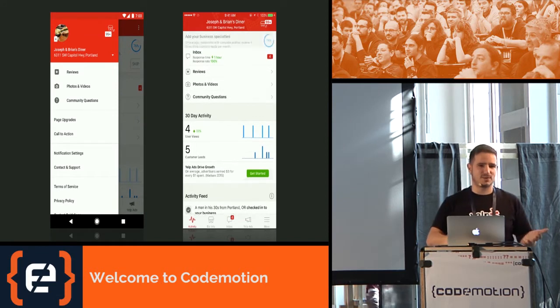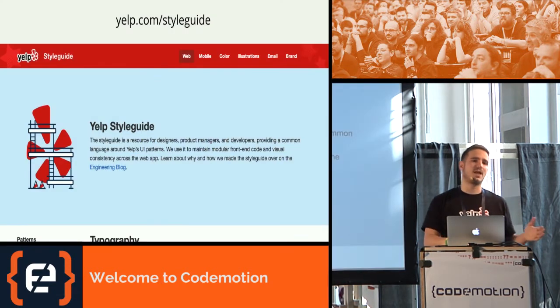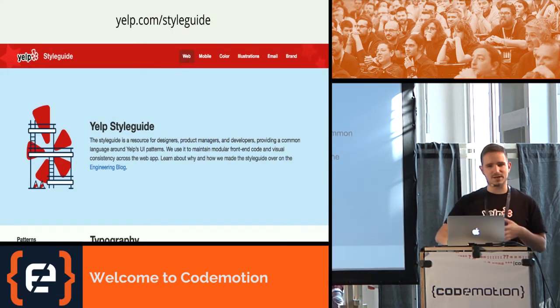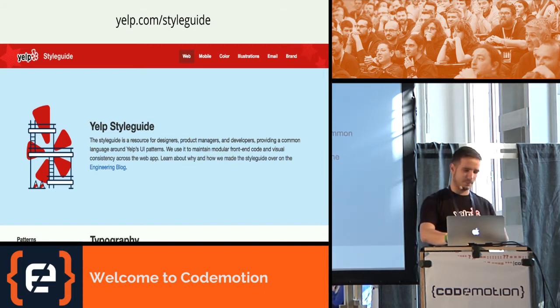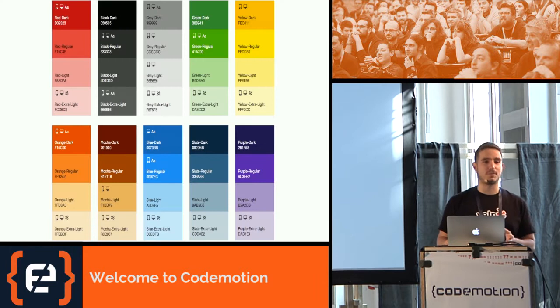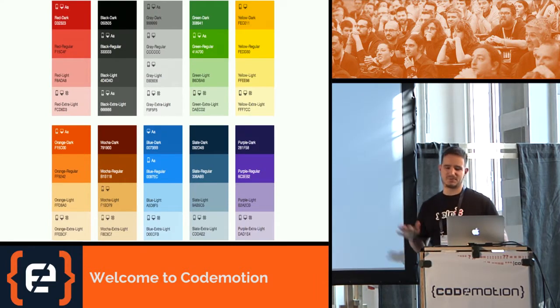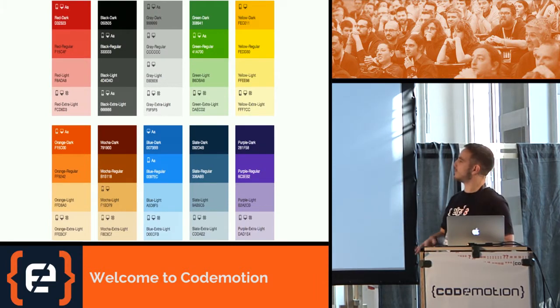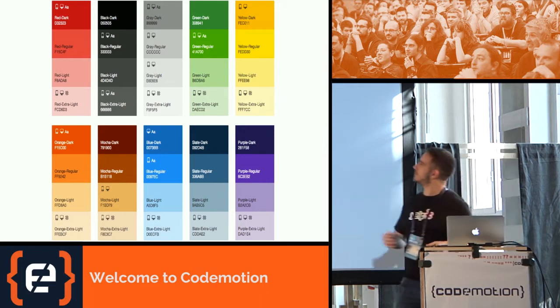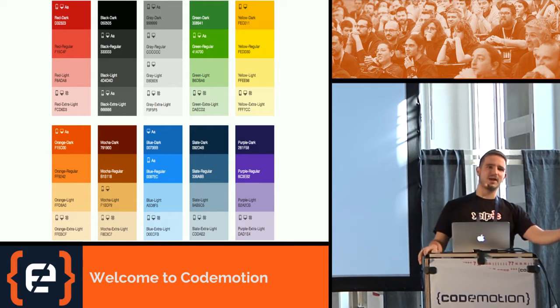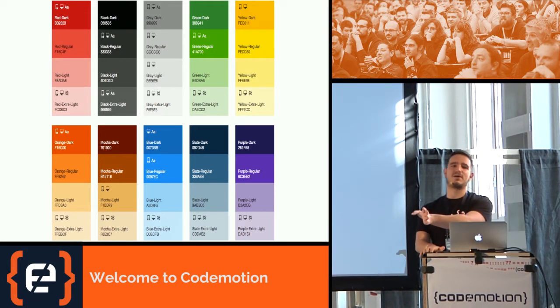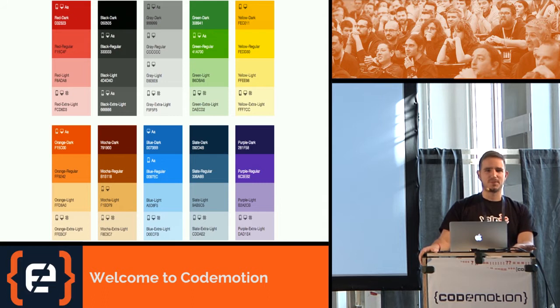So we ended up building our style guide. It's publicly available on yelp.com/styleguide. You can actually have a look at that. We have there all of our web components and mobile style guides. We also published our official color palette. So for every color, we decided to provide specification to developers on whether the color could be used on mobile, on web, as a background, or as a typography color.